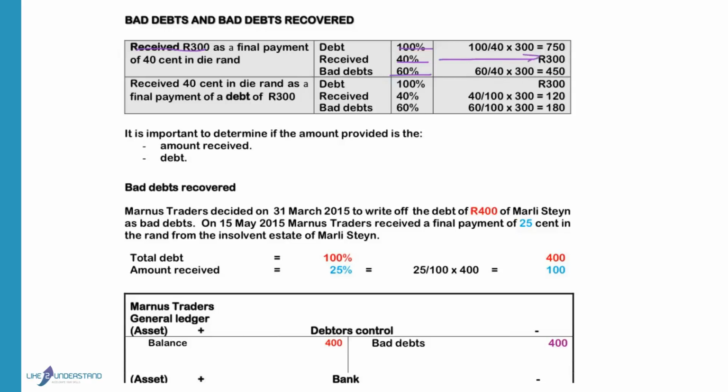If I want to calculate the bad debts, the percentage that I want to calculate, 60, divided by the percentage given, 40, and that will give us R450.